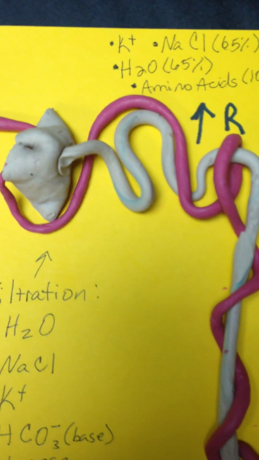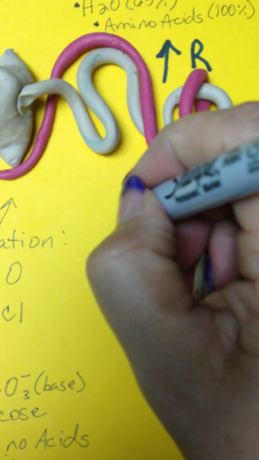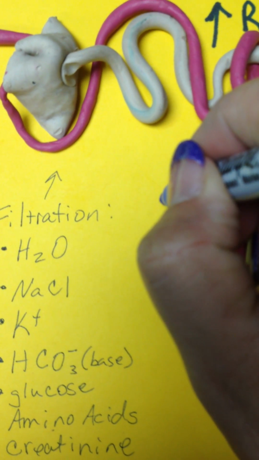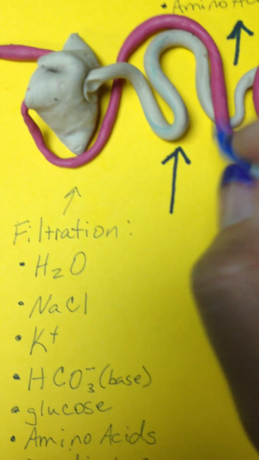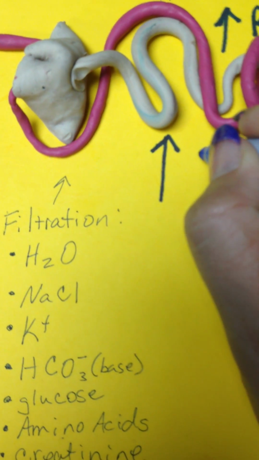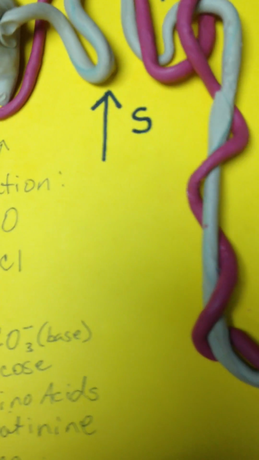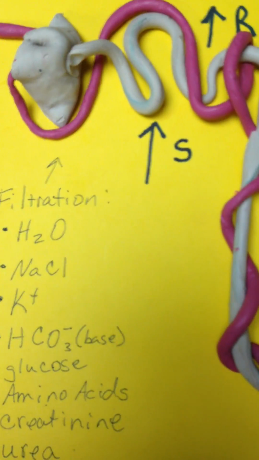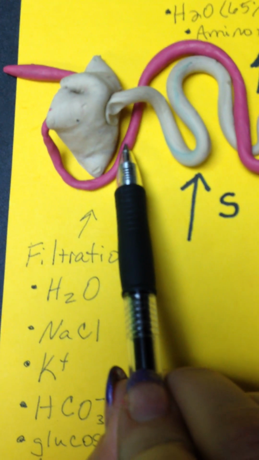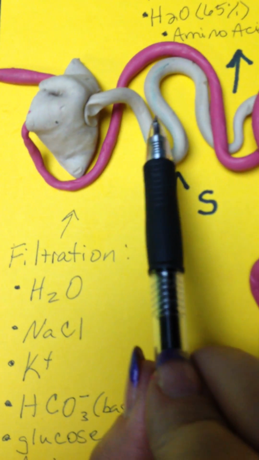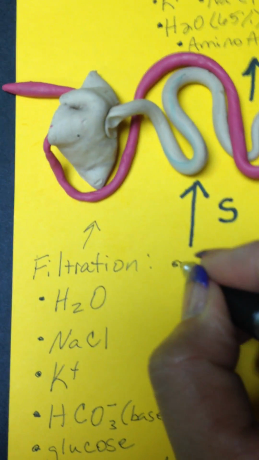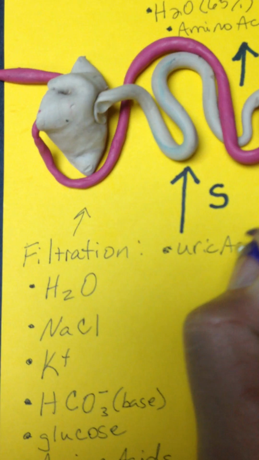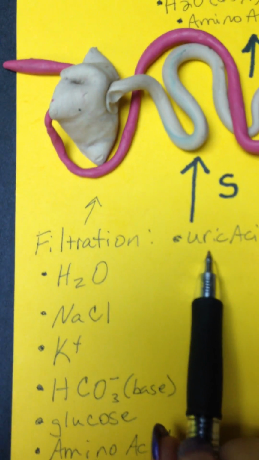Okay, so that one was R for reabsorbing into the blood. Now let's draw another arrow at this peritubular capillary. We're going to draw it up as well, but we're going to label it as an S. We're secreting. So that means these things are secreting from the blood, from those peritubular capillaries, into the filtrate. They're secreting into it. And those are going to be your uric acid. So we're going to get rid of some more uric acid.